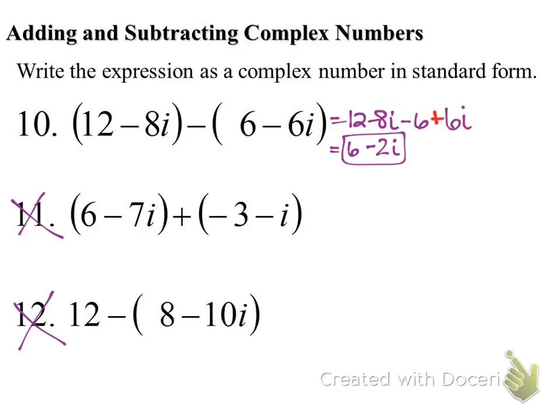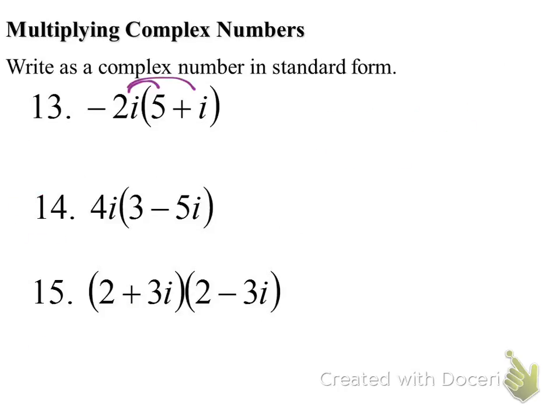We get an answer of 6 minus 2i. When I distribute, it's going to look like the following. This turns into negative 10i.